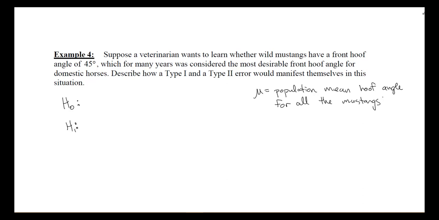Okay, and so what's our benchmark? Our benchmark is 45 degrees. So what are we going to put for our null hypothesis? Mu equals 45 degrees, right? Now we need to write our alternative hypothesis. So that's mu, and we're going to have our 45 degrees there. We need to decide if it's going to be two-tailed or one-tailed. So we look here to see if the problem is steering us in a direction, whether they think the wild Mustangs are bigger or smaller than 45 degrees. It does not seem to be steering us in a direction, so we are just going to say mu not equal to 45 degrees.